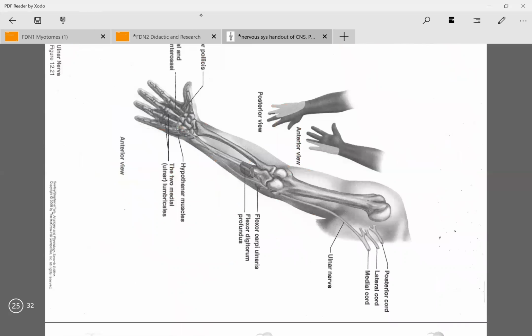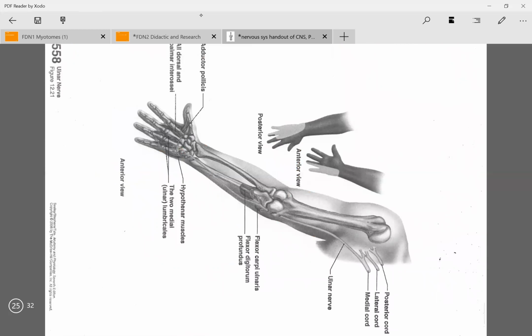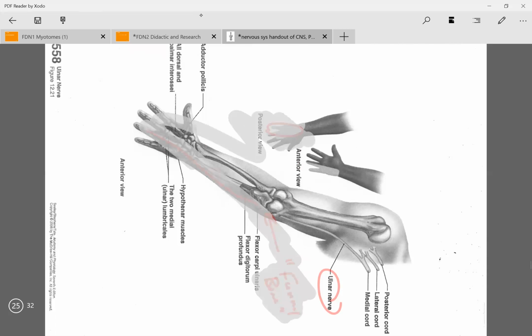All right, ulnar nerve. By the way, that spot right there is your funny bone. I'm not sure why they call it that. If you hit that area just right, you send a zinger down to your pinky and ring finger area because you just hit the ulnar nerve. So that's your so-called funny bone. And it's actually not very funny when you hit it.